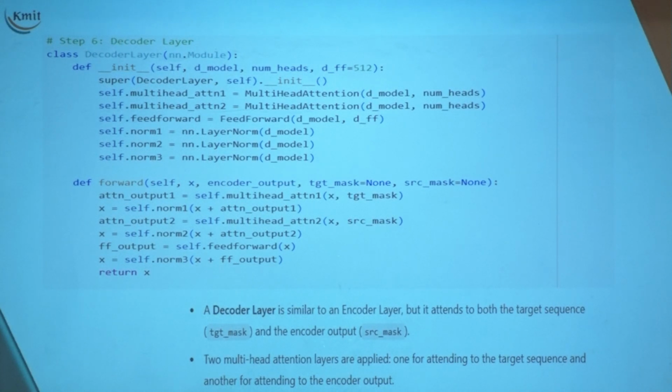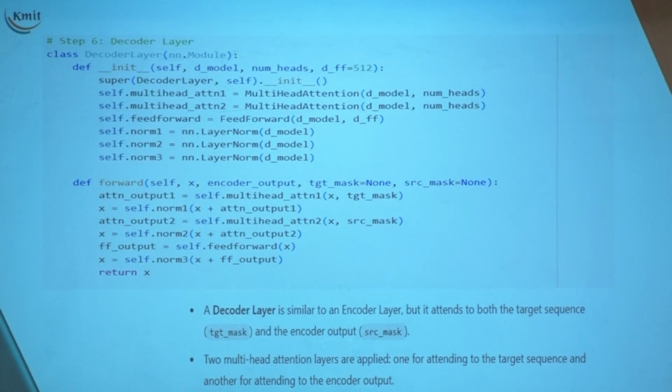First I take what? Attention output 1. What is that attention output 1? From masked multi-head attention. After that I do what? Normalization. After that I do what? Self dot multi-head attention 2. What is that self dot multi-head attention 2? The cross. Now observe that. Inside self dot multi-head attention 1, what am I passing? X comma target masking. In multi-head attention 2, what am I passing? X comma source mask. Are you getting my point?